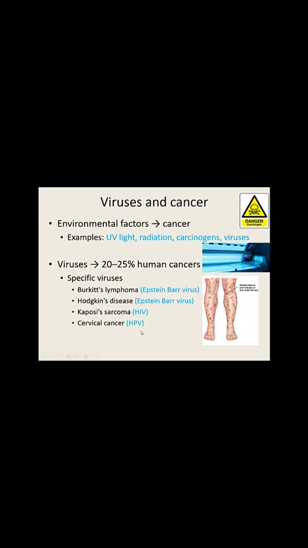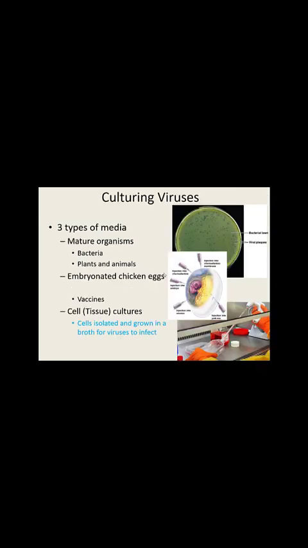Now, if you wanted to grow your very own virus, there are 3 types of media, 3 ways to do it. One, you could use a mature organism. Again, a virus needs to infect a cell, and so we can use some single-celled organisms like bacteria to grow them up. We could also use the organism that it needs. If it needs a specific plant, like the tobacco plant, grow the virus.